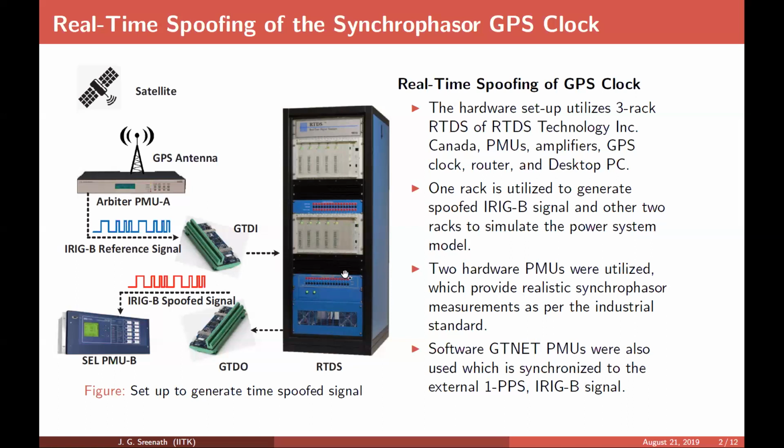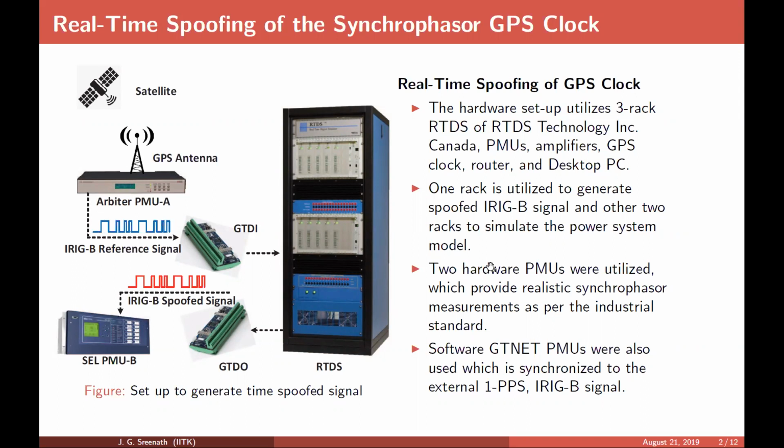So inside the RTDS, we created something known as a delay block, where we create a spoofing signal. That particular delay block creates, as you can see here, a spoofed signal that comes out of it. To get this information, we used a GTDO card, a digital output card, and that particular IRIG-B signal is then fed to the SEL PMU. So now this particular PMU gives you the correct time signal, and here this gives you a delayed signal.